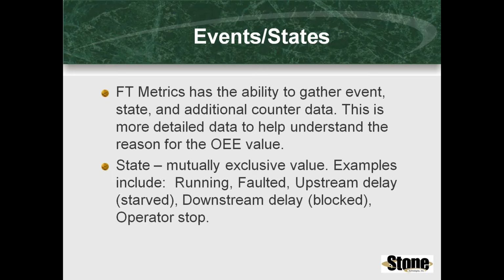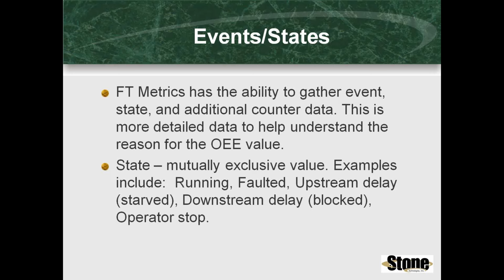We didn't get into all the details, but I want you to understand that there are events that happen on a line that can impact it. For example, a fault occurs. When a fault occurs, you're available to produce product, but you're actually not running and producing product. Therefore, your run time gets decreased, and your availability calculation becomes the impact to the OEE calculation.